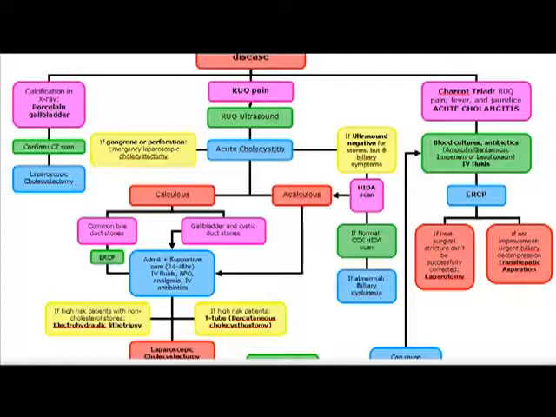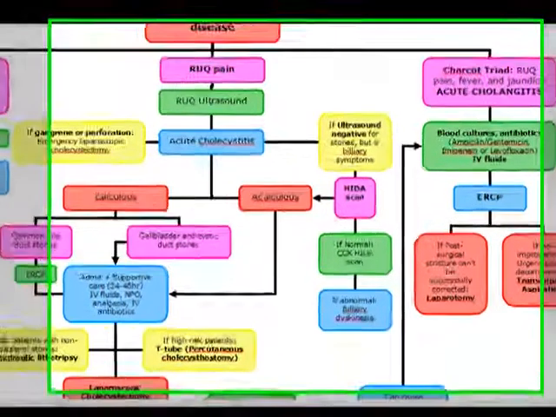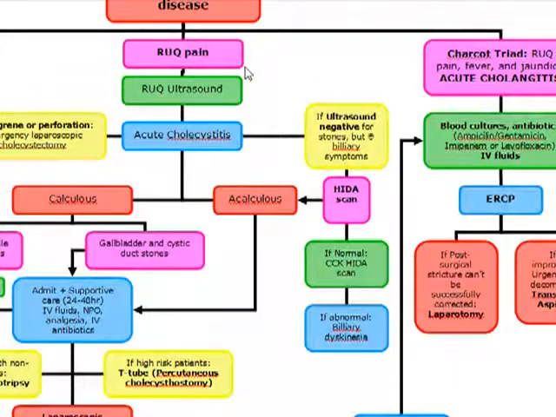Our next topic is going to be gallbladder disease. Basically, let's start out by talking about a patient who has a constant right upper quadrant pain. This patient's going to have fever, they have leukocytosis, and they have this right upper quadrant pain that doesn't go away, okay? We're going to suspect acute cholecystitis.